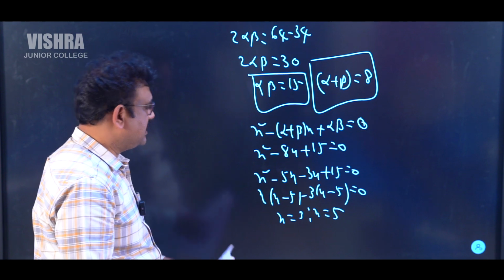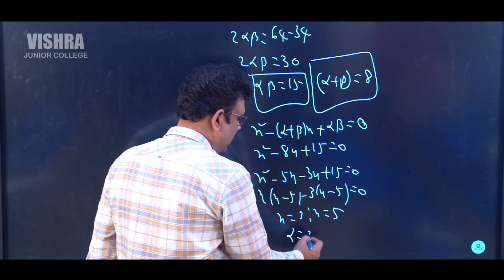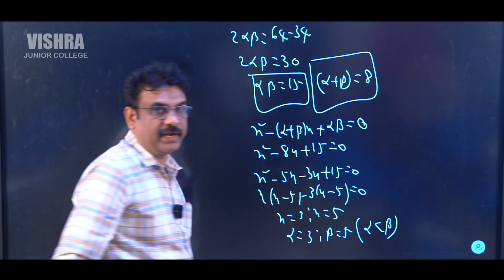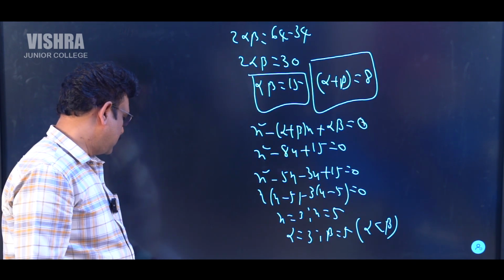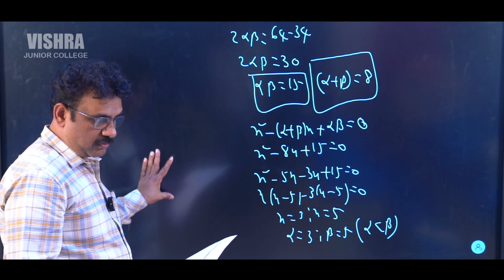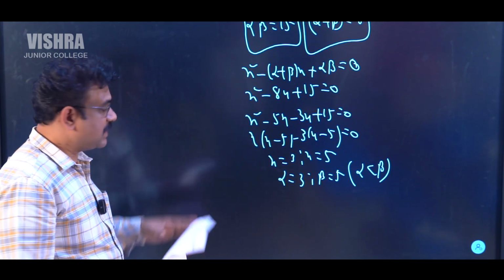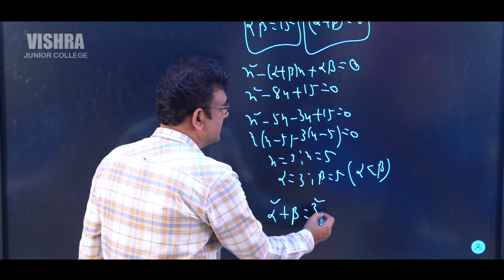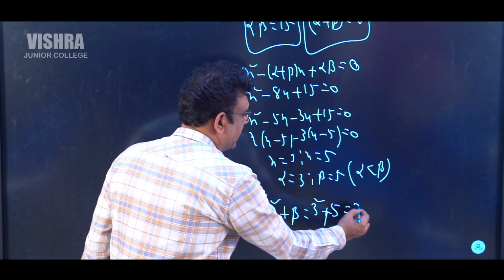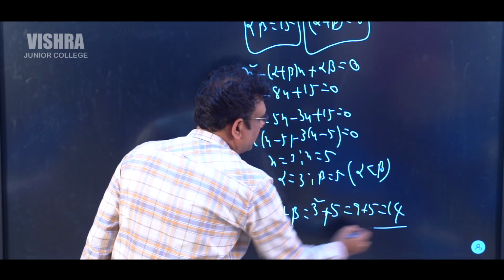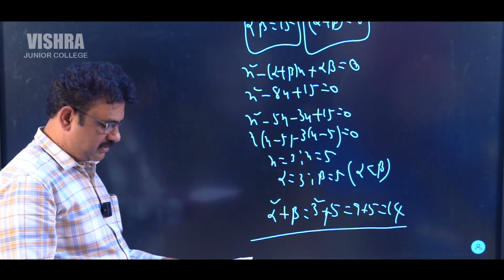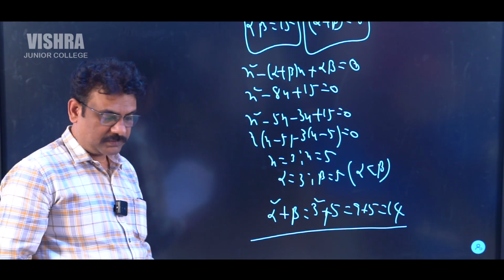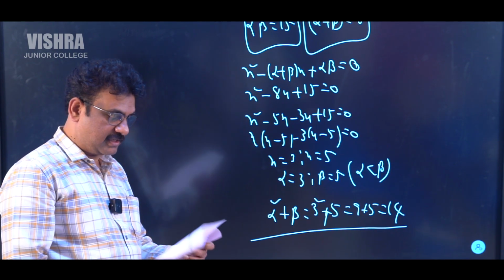So we are given alpha is less than beta, so alpha is equal to 3, beta equal to 5. Now we need to find alpha square plus beta. So alpha square plus beta equal to 3 square plus 5, that is 9 plus 5 is equal to 14. This is the required value, that is option 2. Alpha square plus beta is equal to 14. This is from inverse trigonometric functions.